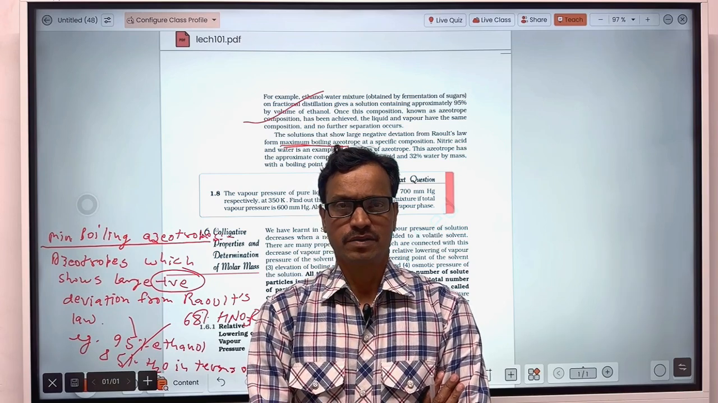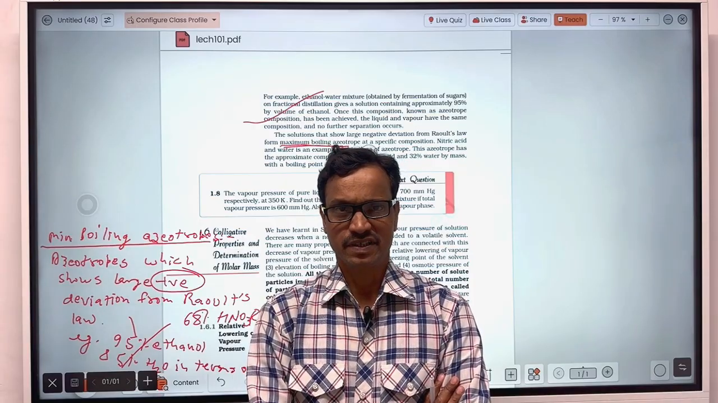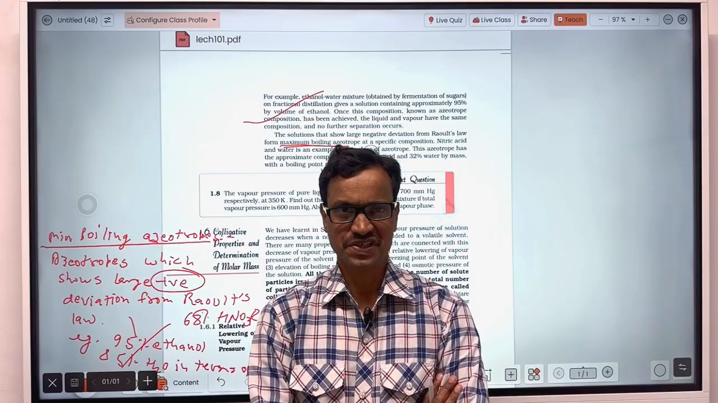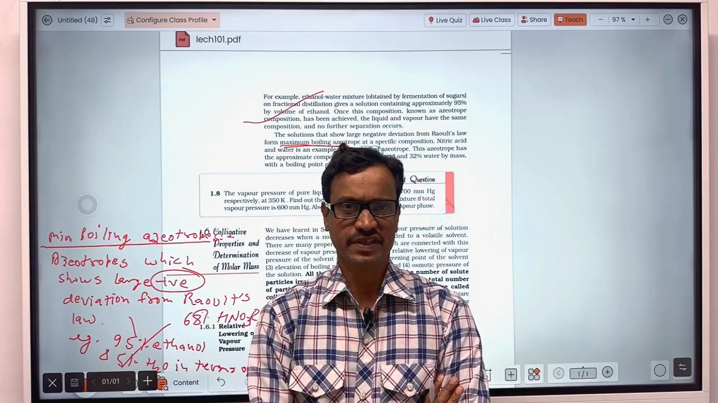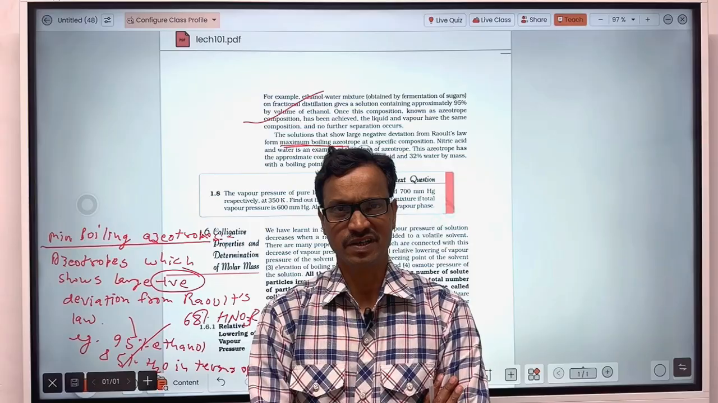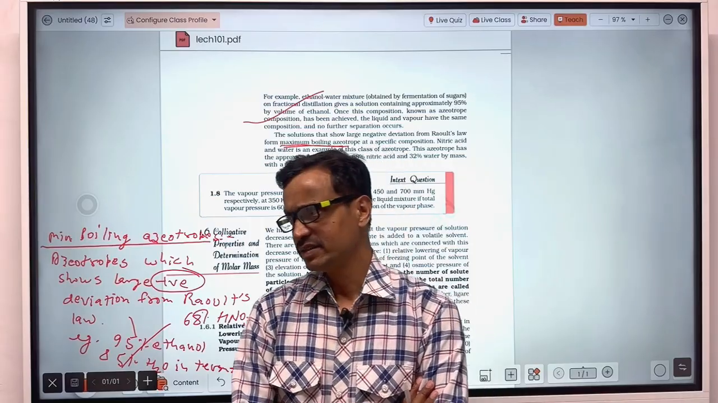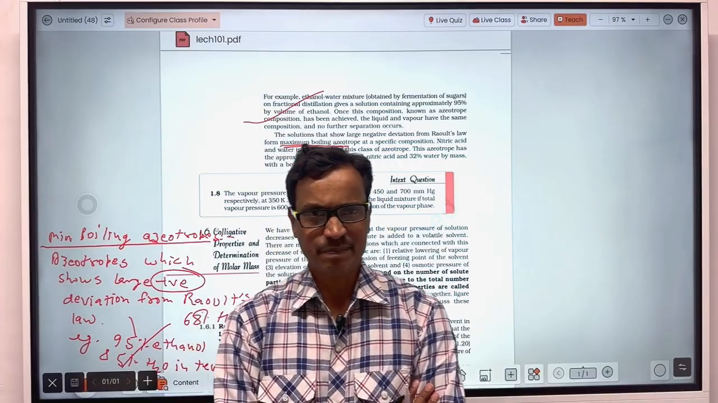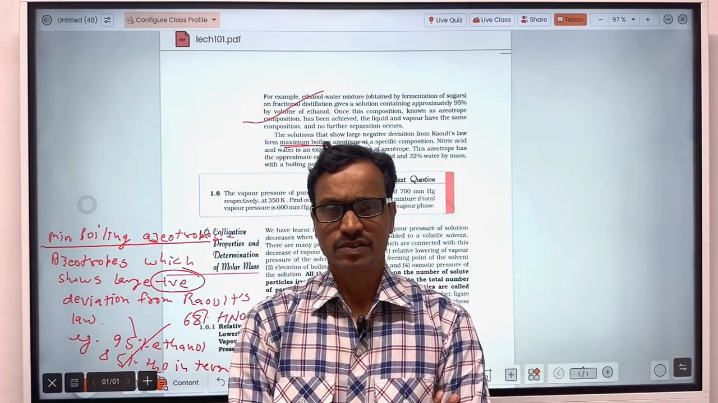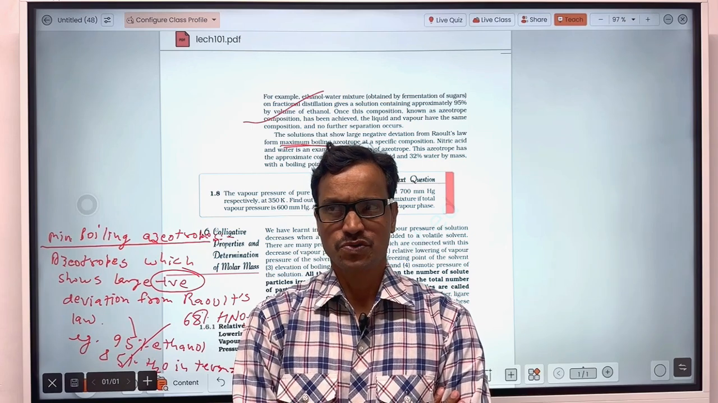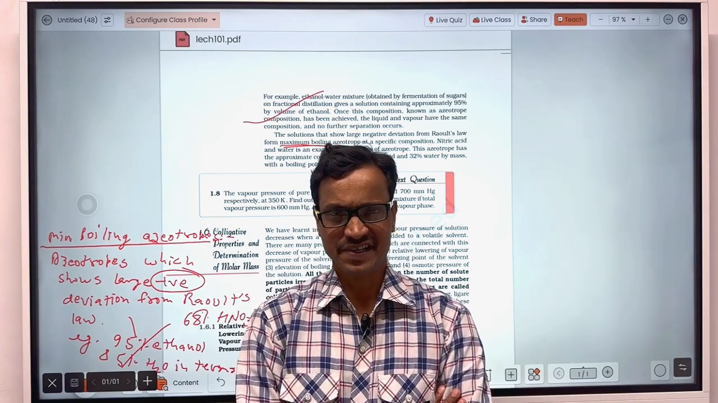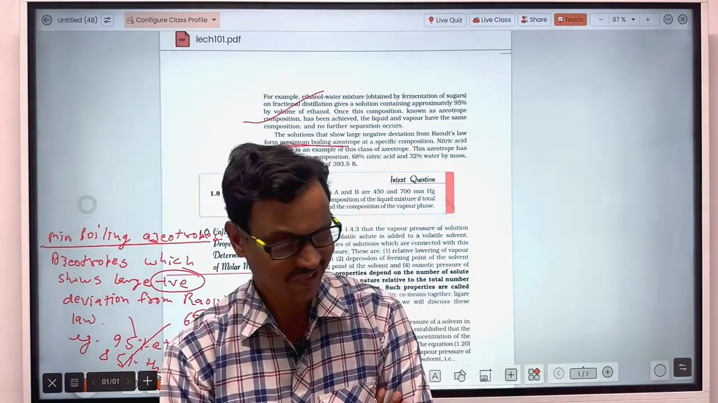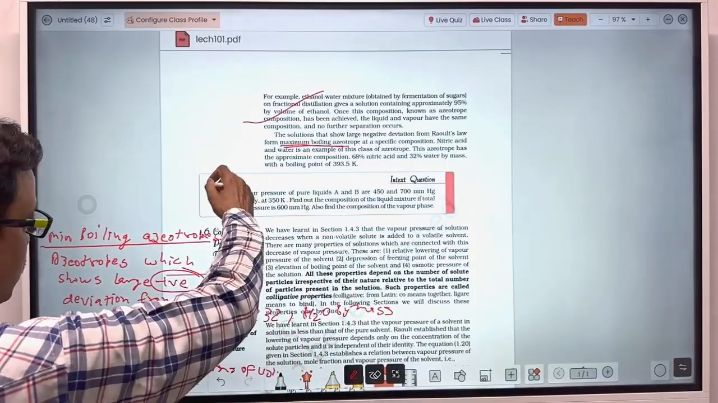Example here is the 95% ethanol and 5% water mixture. That means solutions having 95% ethanol and 5% water by volume. And in case of minimum boiling azeotropes, the example will be 68% nitric acid and 32% water. That means solution having 68% nitric acid and 32% water by mass. Okay, that was about Raoult's law.